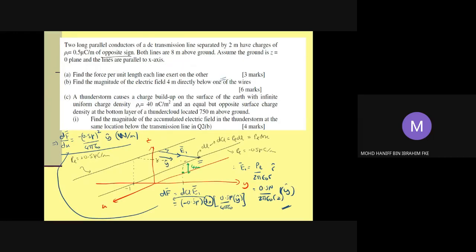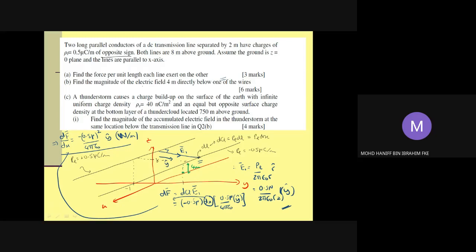In part C, we have a thunderstorm, which caused a charge build-up on the surface of the Earth with infinite uniform surface charge density of rho s, 40 nanocoulomb per meter squared, and equal but opposite surface charge density at the bottom layer of a thundercloud located 750 meters above ground. So now we have additional charge distribution. Previously, you only had 2 line charges of infinite length, but for part C, we have additional surface charges, which is basically due to this thunderstorm effect.